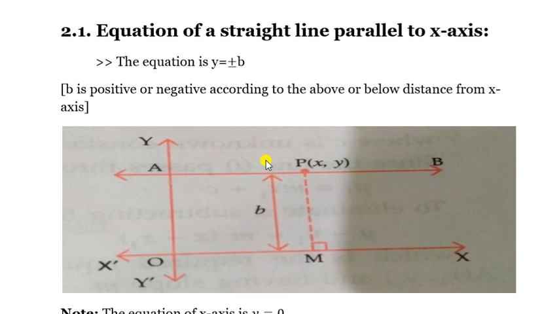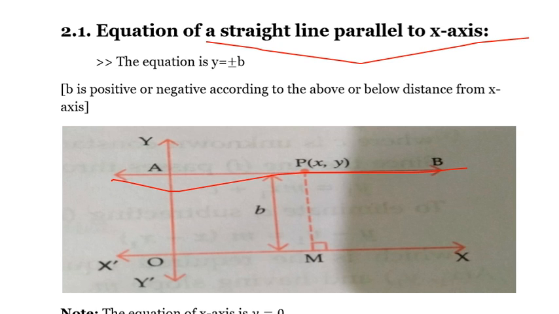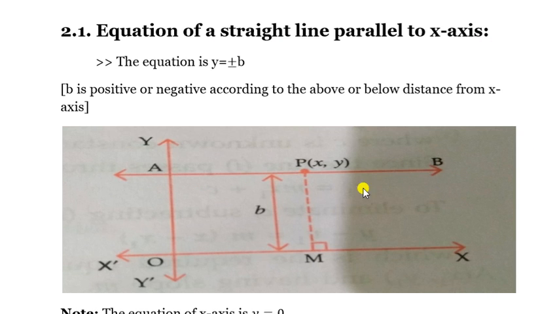see here it is written, equation of a straight line parallel to x-axis. That means the line will be like this. It is given already. The line will be like this. See this one, AB is a line. And what will be the equation of that line? Definitely y equals plus or minus b. Now why will we use plus minus here? See, that's why I wrote here, b is positive or negative according to above or below distance. When this line is above the x-axis, then you have to use the plus sign. When it is below the x-axis, then you have to use the negative sign. Then only you will get the straight line.